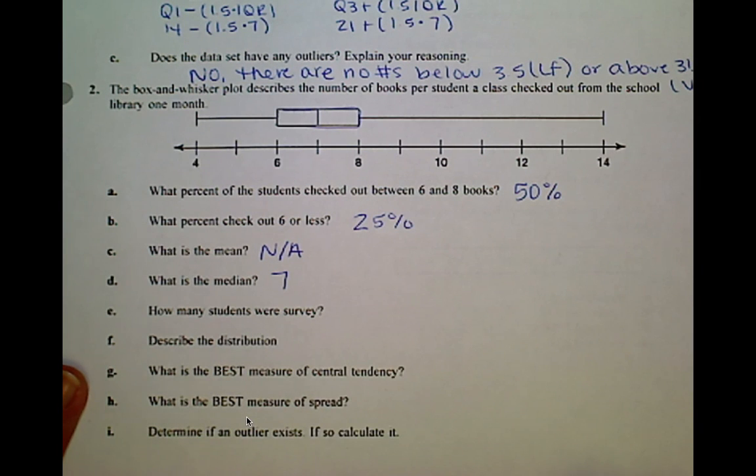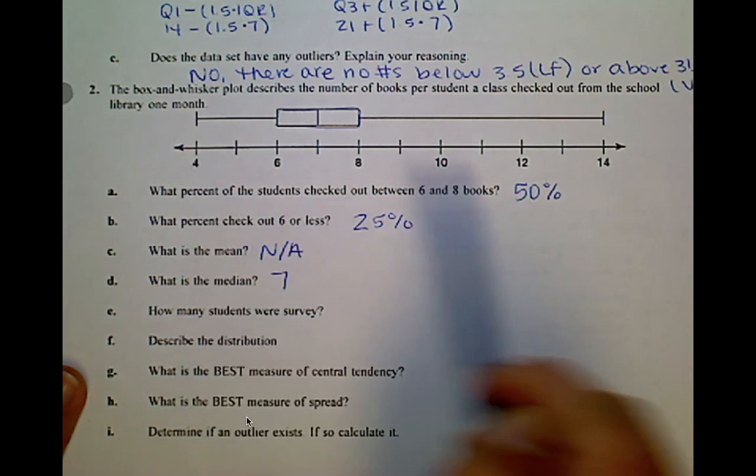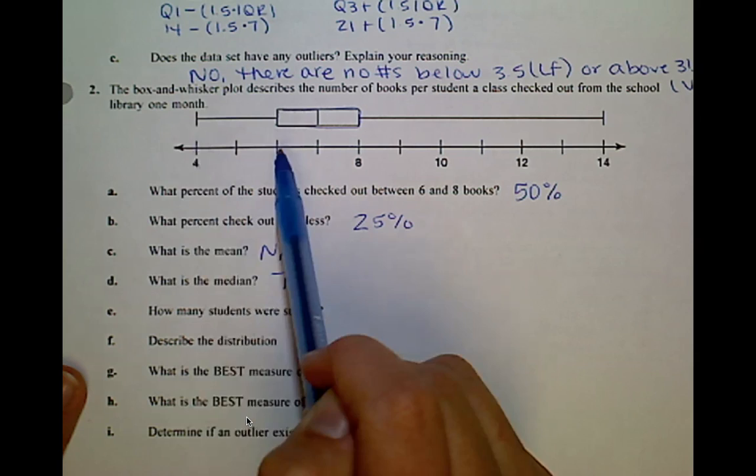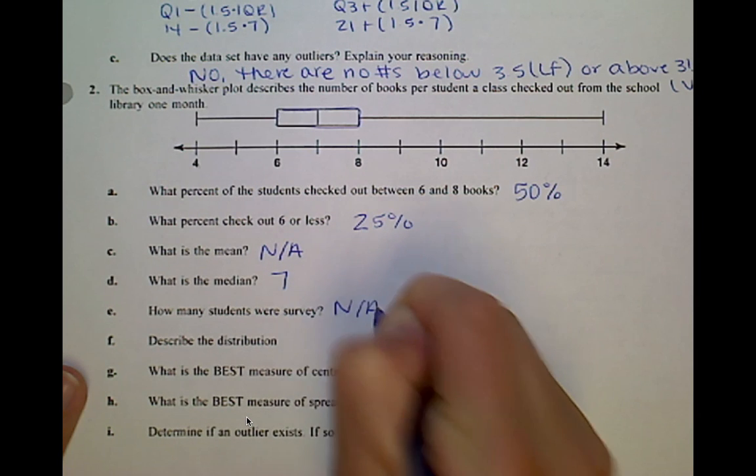Okay, how many students were surveyed? Once again, the directions don't say how many kids were surveyed. And we don't know anything else besides min, Q1, med, Q3, and max. So once again, that is not available.